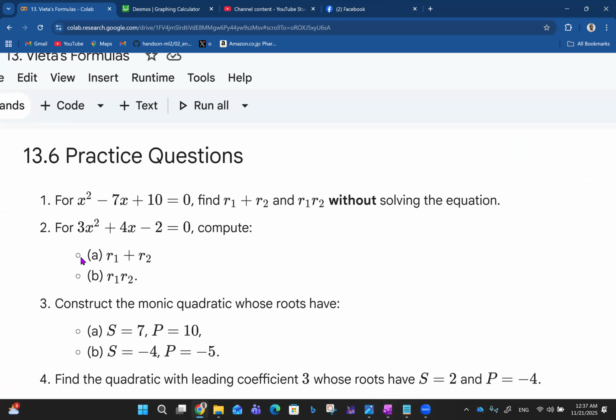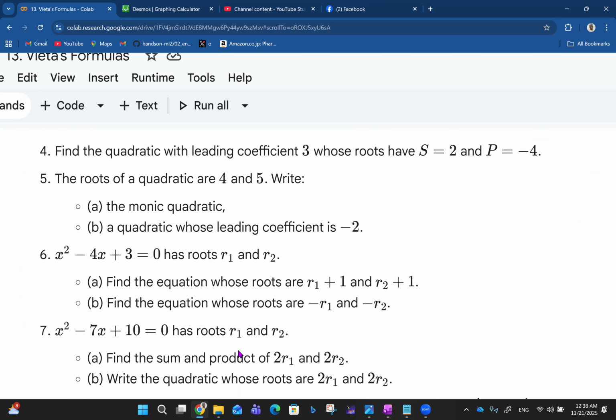So construct the second one from 3x squared plus 4x minus 2 equals 0. Compute r1 plus r2. So easily, that's minus b over a. That's simply minus 4 over 3 for the first one. And then r1 times r2, that's c over a, that's minus 2 over 3, and so on. So for 3, construct the monic quadratic whose roots have this. For this one, I just know it's x squared minus 7x plus 10, basically. And here you have x squared plus 4x minus 5, basically.